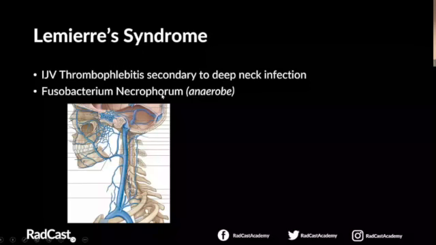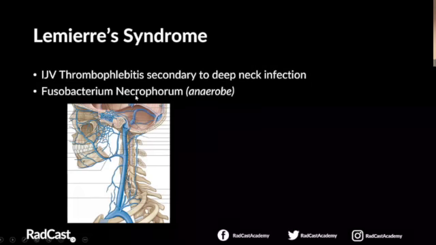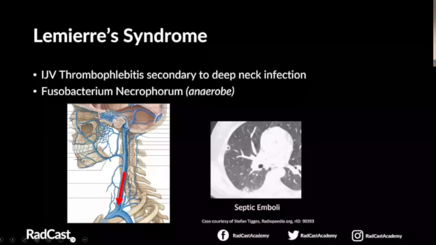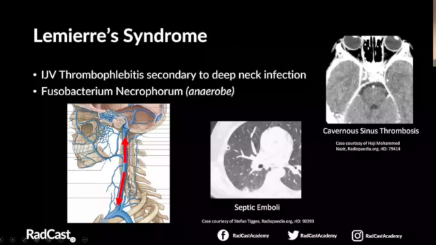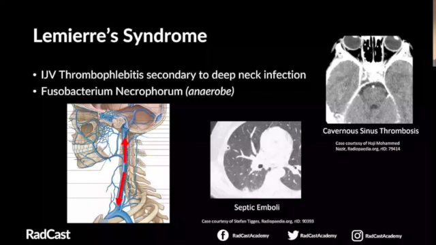Once the infection gets into the carotid space and causes the IJV thrombophlebitis, it can then travel to other parts of the body and go inferiorly into the lungs, and you get septic emboli, or go superiorly into the brain, and you get cavernous sinus thrombosis as you have here. So that's a complication. If you have a big neck infection, just make sure that the IJV is enhancing.